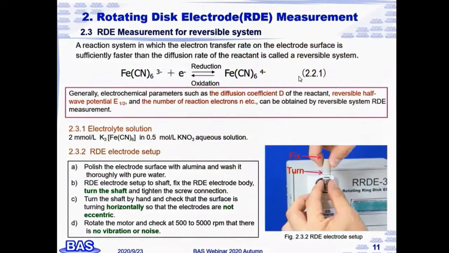A reaction system in which the electron transfer rate on the electrode surface is sufficiently faster than the diffusion rate of the reactant is called a reversible system. The redox reaction between ferricyanide and ferrocyanide is a typical example. For the experiment, first prepare the electrolyte solution as shown here, and next set up the rotating electrode to the RD3A rotator, following the procedures below.